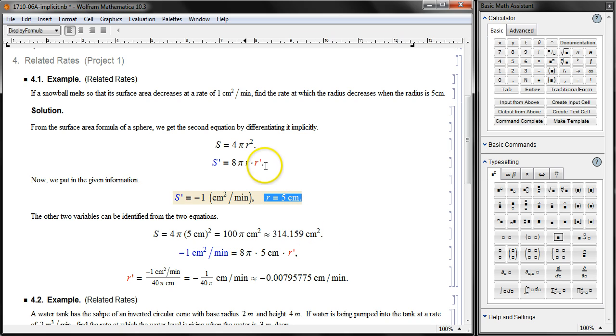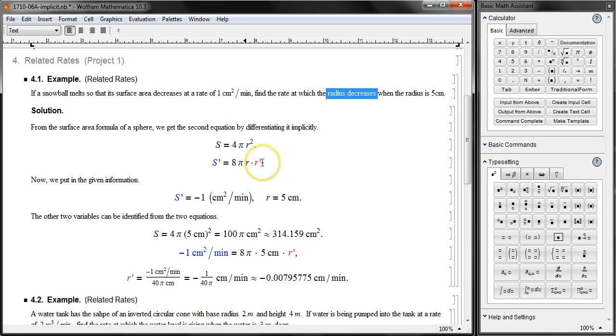So S, if you plug in everything here, you're going to get 4 pi times 5 squared. So 4 times 25, that's 100 pi. So we get this surface area for the moment. But unfortunately, this is not the part of the answer that the problem is asking for. The problem is asking you to find the rate at which the radius decreases. So we want r prime.